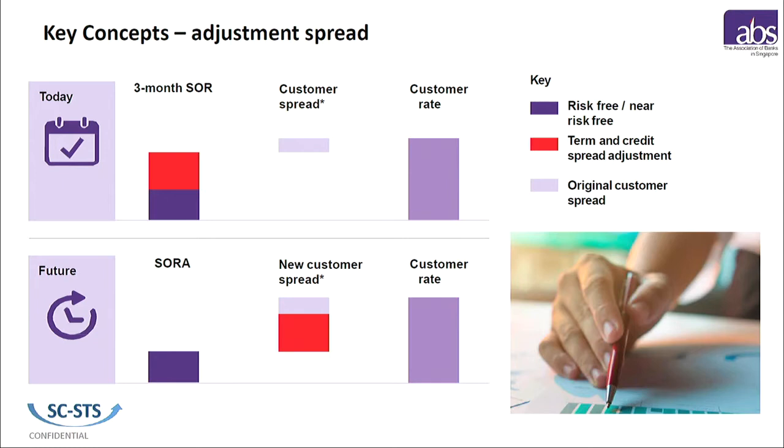As we move to the future, as you move to SORA, there needs to be some way of adjusting for these 2 elements. So firstly, the SORA rate is a day rate, whereas 3-month SOR is a 3-month rate, so there's a tenor difference. And secondly, as we touched on earlier, there is a credit risk premium in 3-month SOR that really is very negligible in SORA. And so what this will mean is when these elements are split out, whether it's to do with historical contracts or on new contracts, there are some new adjustments that will need to be incorporated into the new customer spread.